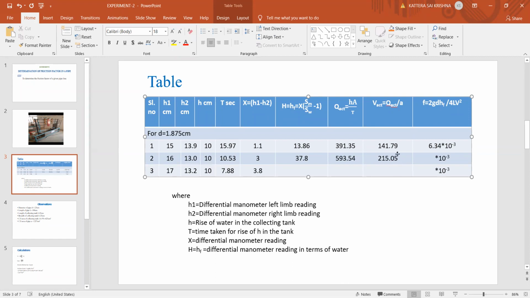If it is 214.9 also, no problem. Keep it as it is. 214.9 or 215.7, something like this, it is no problem. Keep 215.05. Right. So last reading.